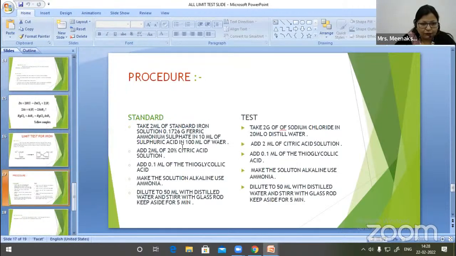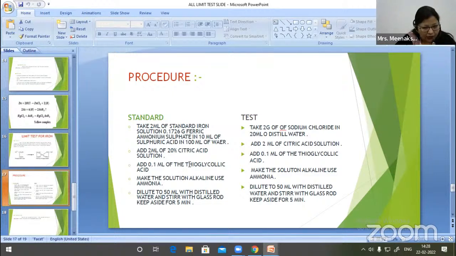The procedure again involves the standard and the test. Again, this is carried out in the Nessler cylinder, just as the arsenic test was carried out in the Gutzeit apparatus. The other limit tests can also be carried out in the Nessler cylinder. Here we take the standard solution as ferrous ammonium sulfate, dissolved in 10 ml of sulfuric acid and diluted to 100 ml. To this we also add citric acid.